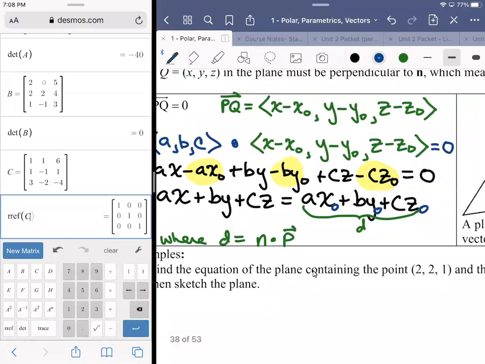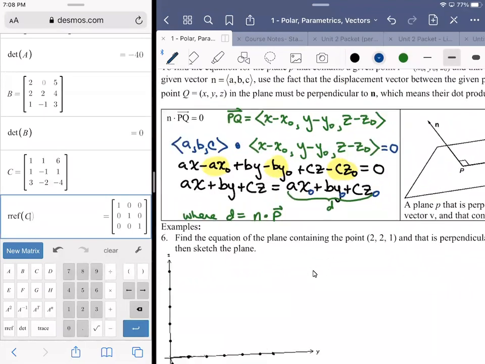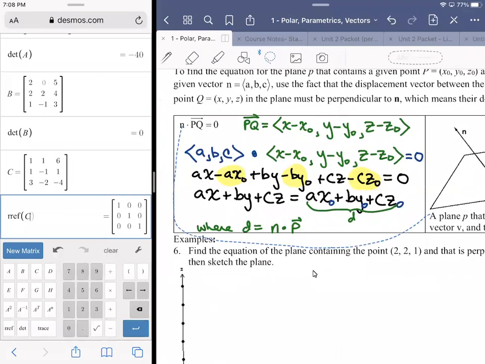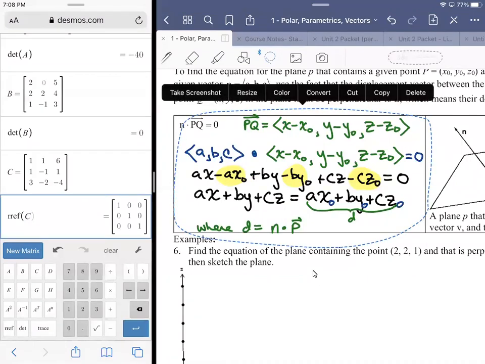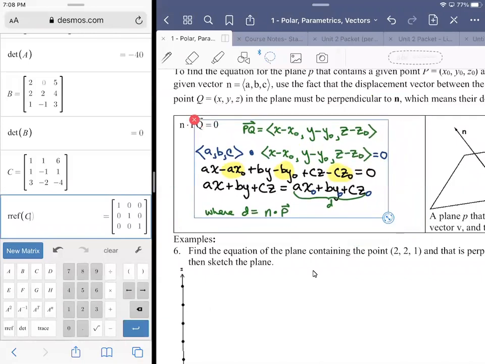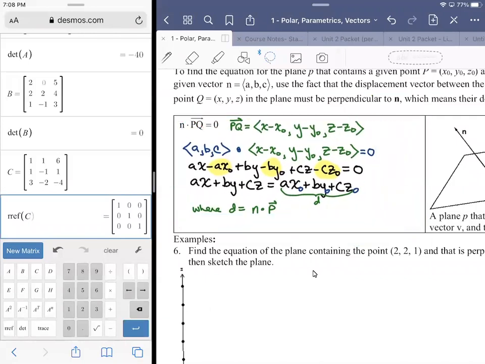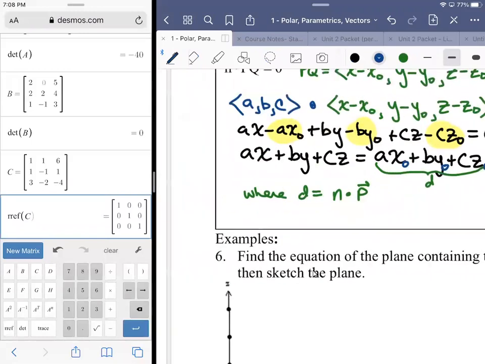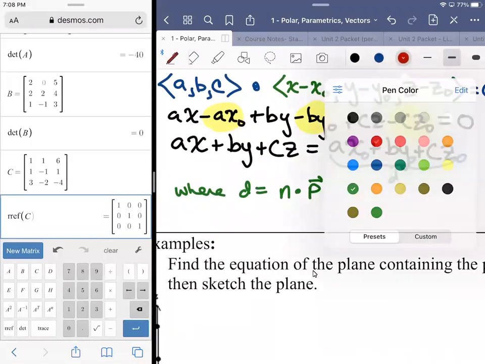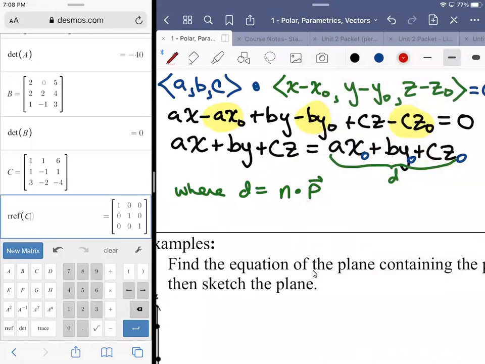So let me shrink this down a little bit. And I'll just jot the process here in that little space that I created. Make it red. So what we do is you dot N against Q and set that equal to N dotted against P. That's the equation of a plane.